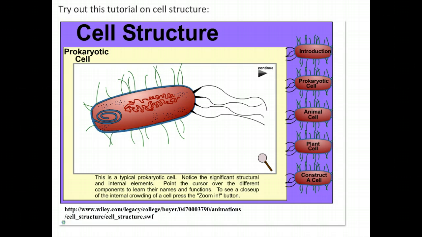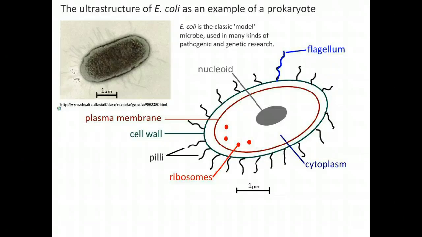So that being said, there's a tutorial in this document that's up on Blackboard that you can play. You can go through and look at the structural differences of prokaryotes, animals, plants, and building a cell if you want. But this will be a good review because you are responsible for being able to draw, label, and annotate diagrams of cell structure. So you should practice that. So that's a good first attempt.